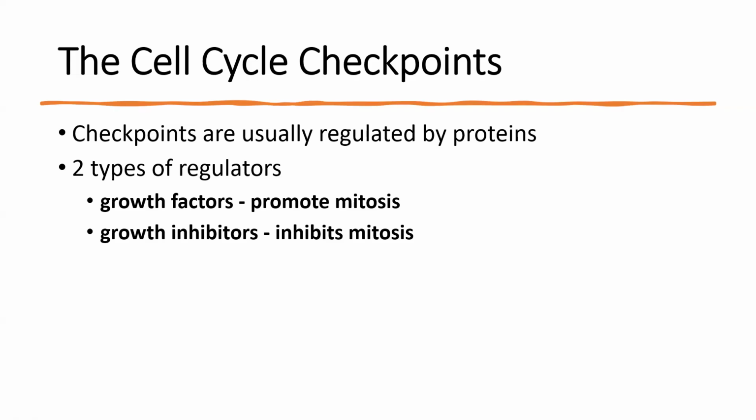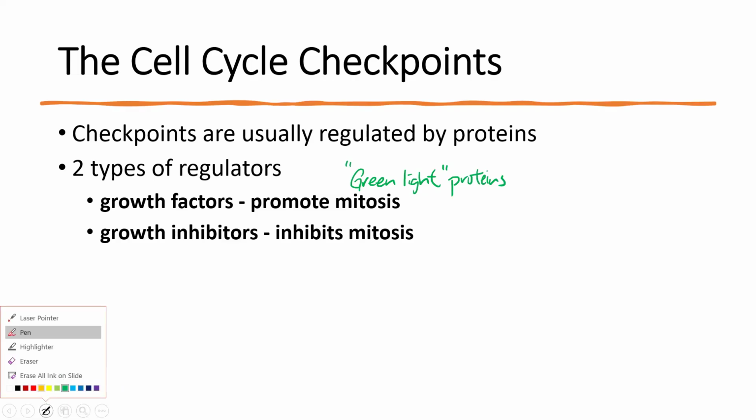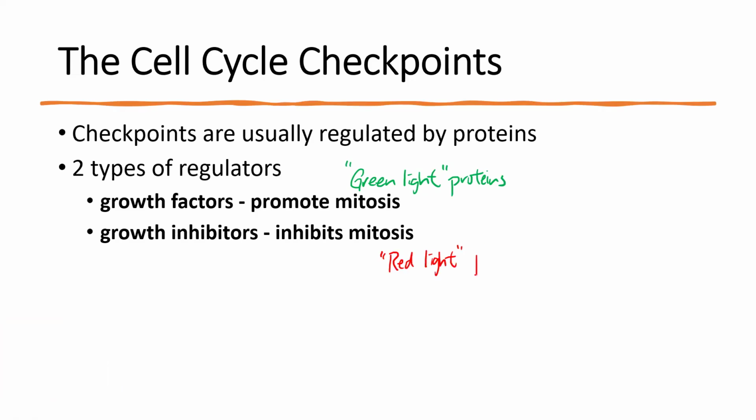Two types of regulators for the cell cycle. Some proteins, we call them growth factors, and they promote mitosis. They encourage cell division. We will call these green light proteins. You can think of them as green lights. Just like driving, if you see a green light, you go, you don't stop. On the other hand, we have growth inhibitors, and they inhibit mitosis. We call these red light proteins.